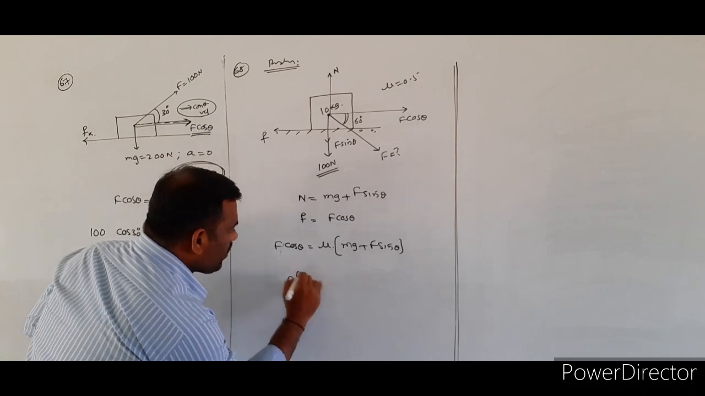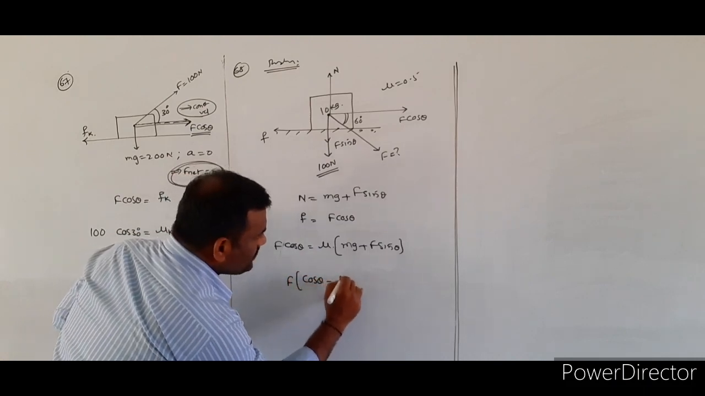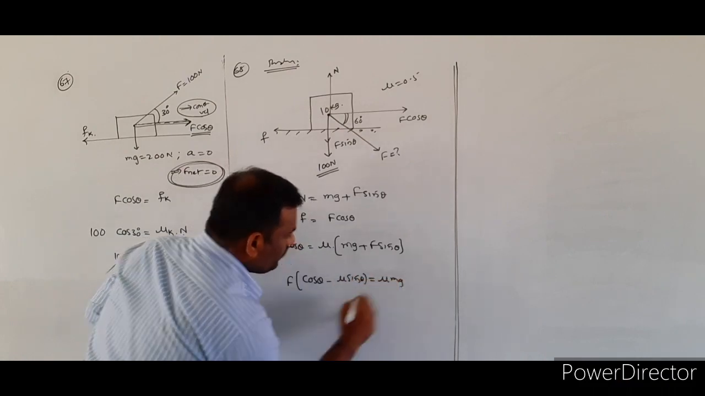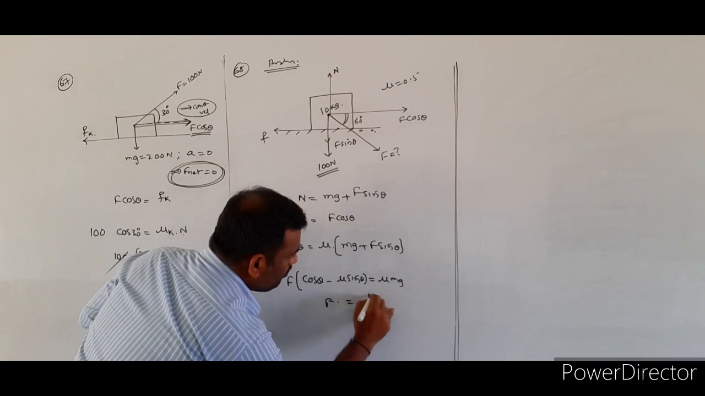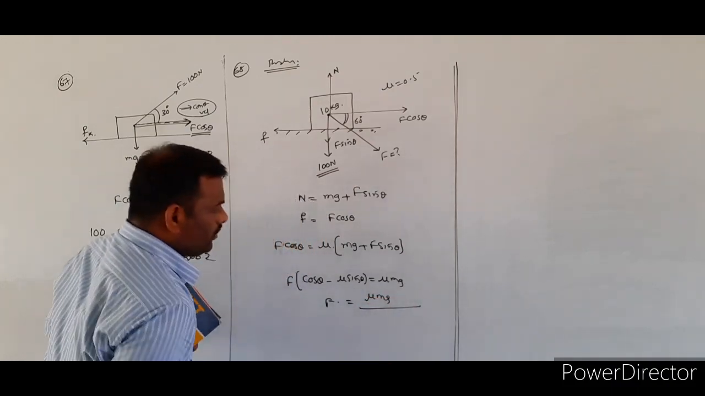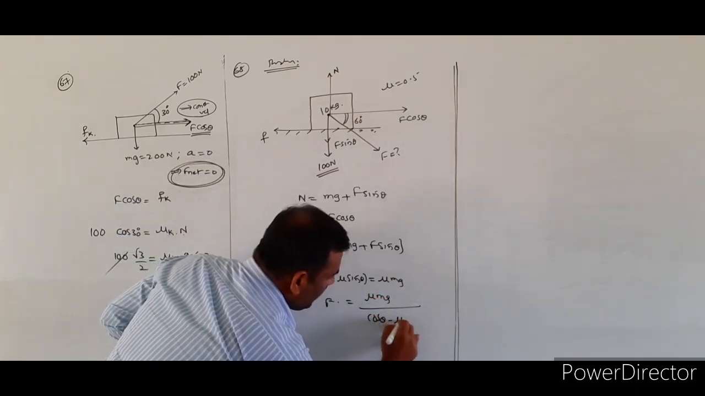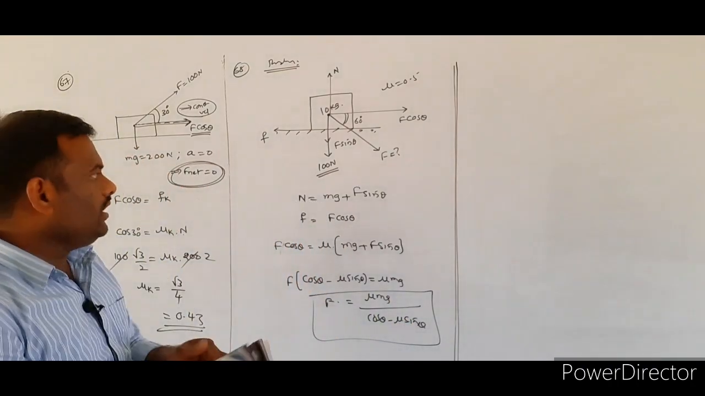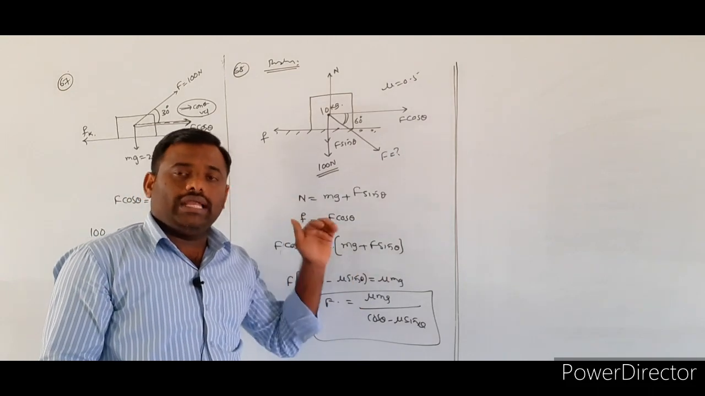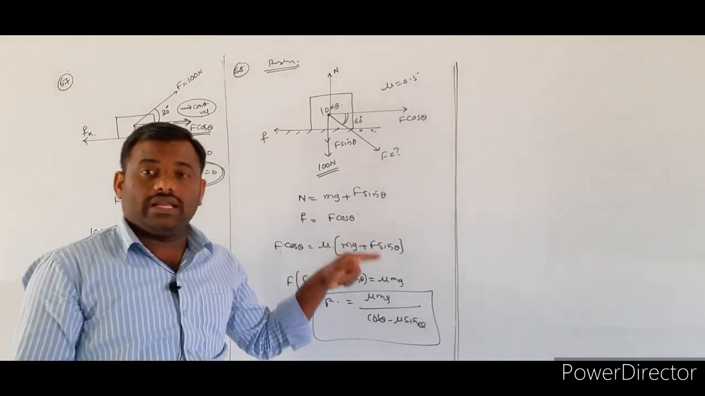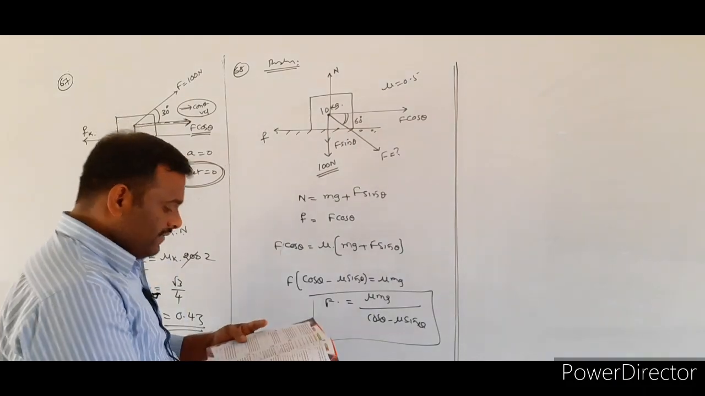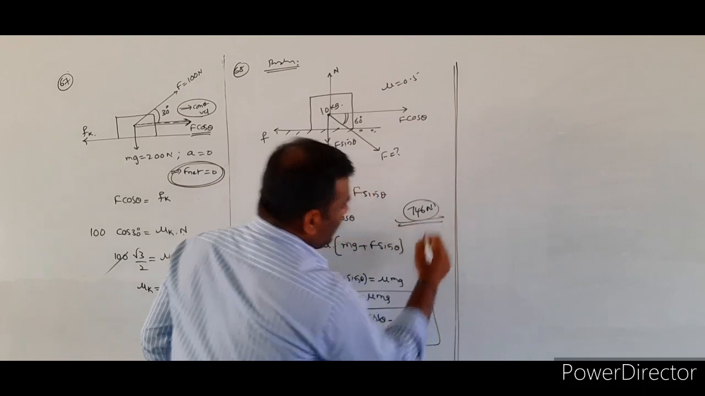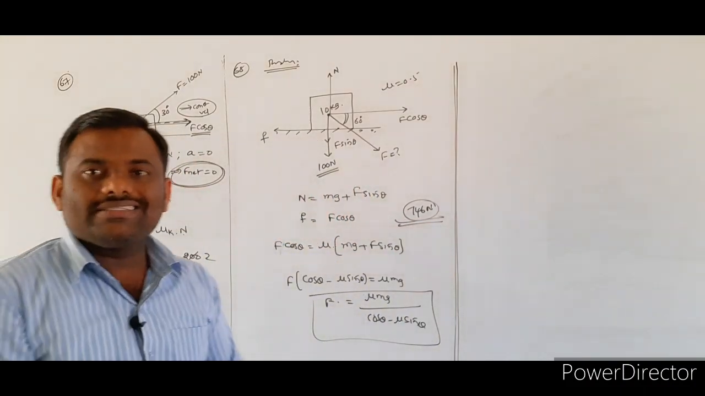So, here F will be the common factor: F(cos theta minus mu sin theta) is equal to mu mg. F is equal to mu mg by cos theta minus mu sin theta. Substitute all the values in this given equation, you will get the required pulling force, the required pushing force. That value is equal to 746 Newton.